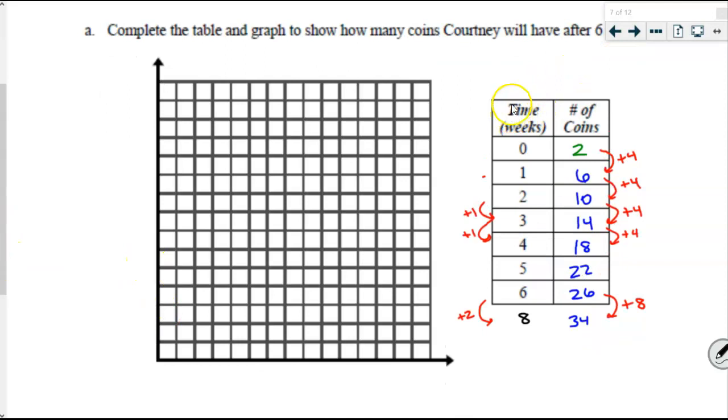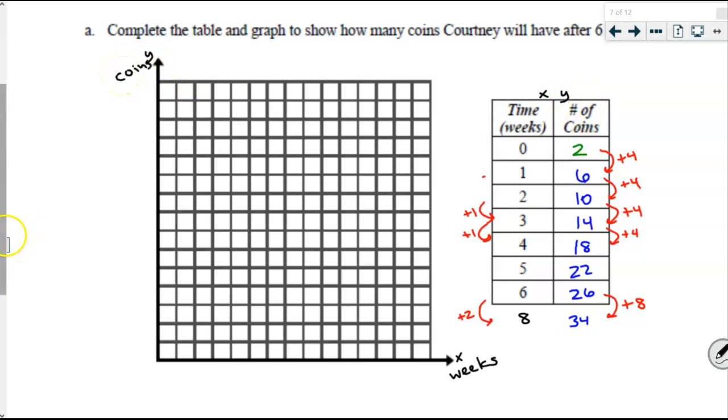So a couple of things to note. Remember, first column is our X column. Second column is our Y column. So this is our X-axis. This is our Y-axis. That means, what label am I going to give to the X-axis? I'm not just going to call it X. I'm going to call it, what am I measuring? Time in weeks. And the Y-axis, I'm not just going to call it Y. What am I measuring? What's the label? Coins.